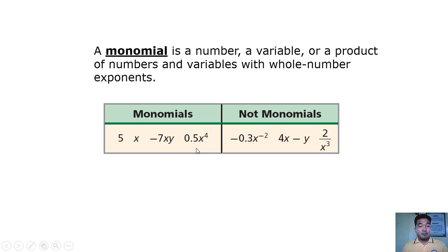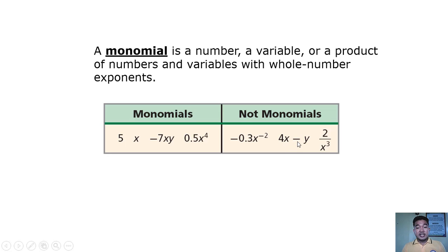How about the examples of not monomials? Here we have negative 0.3x raised to negative 2. As you can see, the exponent is already negative. And negative numbers are not whole numbers. They are integers. Kaya hindi siya monomial.